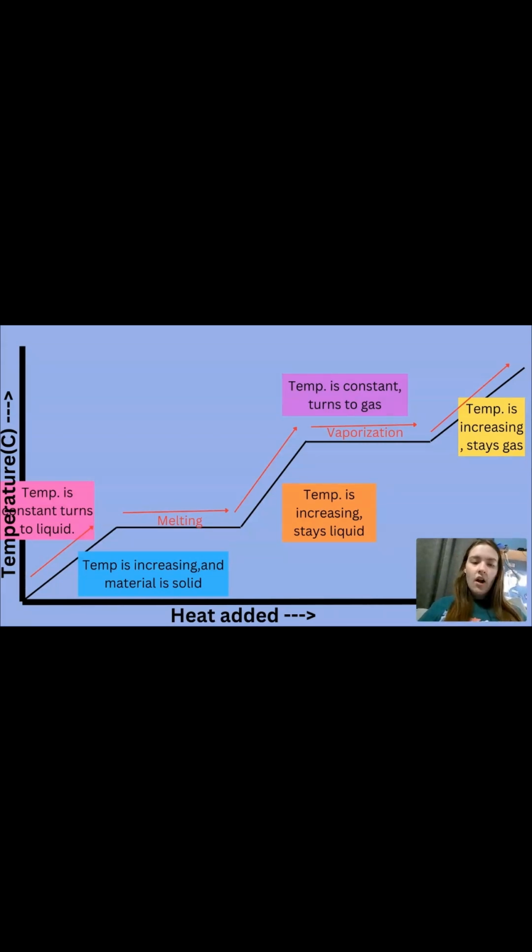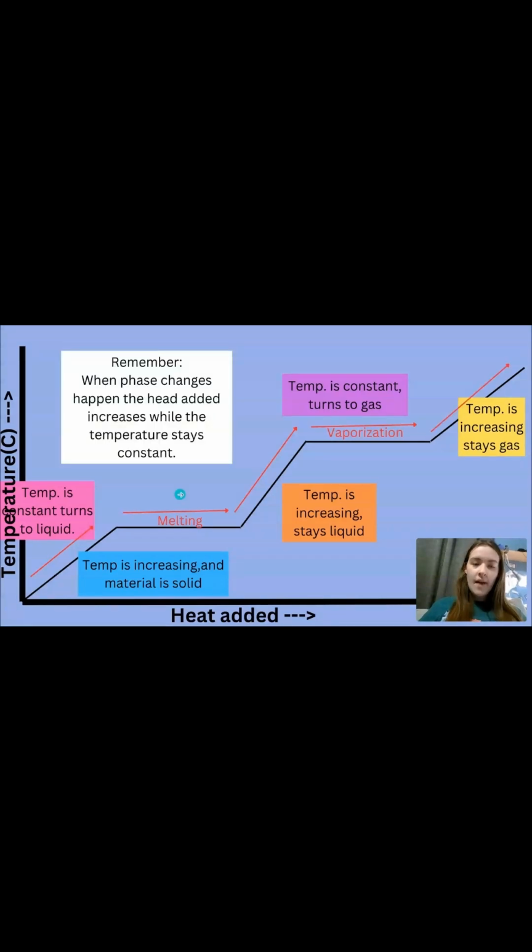After looking at all of this, we can conclude that when phase changes happen, the heat added increases while the temperature stays constant. Keep learning thermochemistry.